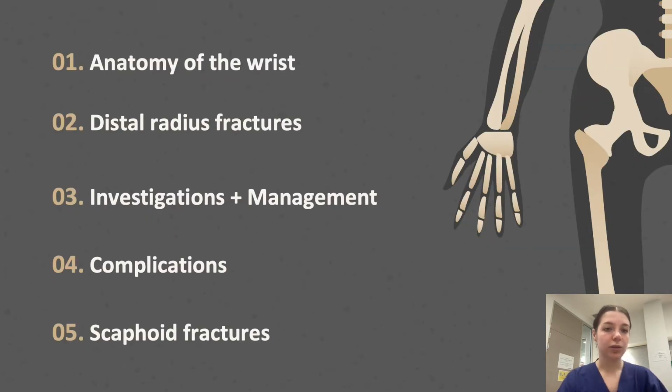So we're going to go through, very briefly, the anatomy of the wrist and then hone in on distal radius fractures, looking at their clinical features, examination features, investigations and management. And then we'll briefly go through the complications as well as having a look at scaphoid fractures at the end.